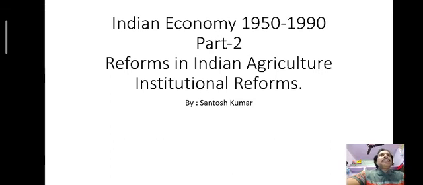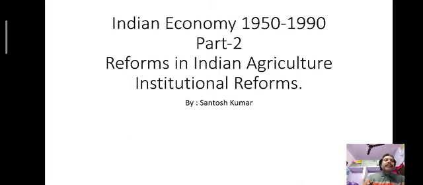As we know, at the time of independence, the farmers were facing lots of problems. So, with a view to tackling the problems of Indian agriculture and mitigating its backwardness, the government took a series of measures during different five year plans. These measures are often studied and known as agrarian reforms.